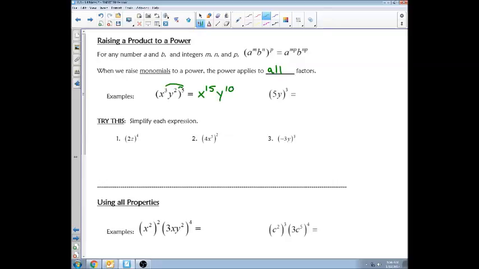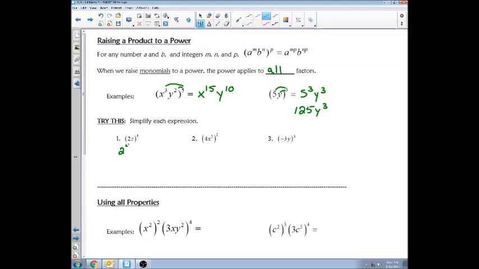Okay. On to the next one, I'll take the 5 and raise it to the third power. I'll take the y and raise it to the third power. I do not want to leave that 5 just raised to the third power. So what 5 raised to the third power is 125 y to the third. Okay? That's how you need to write your answer every time that I actually have a number raised to a power. Okay? So let's try number 1.